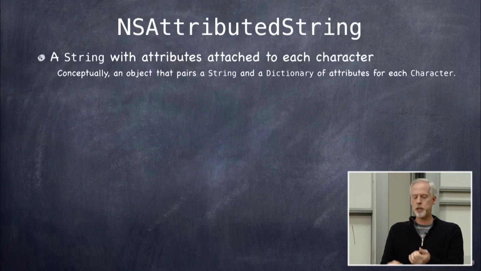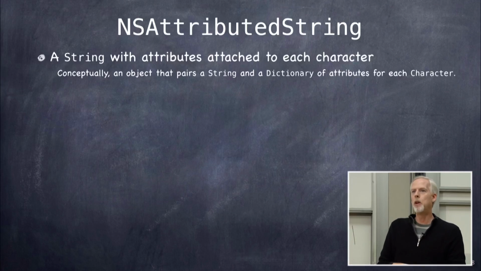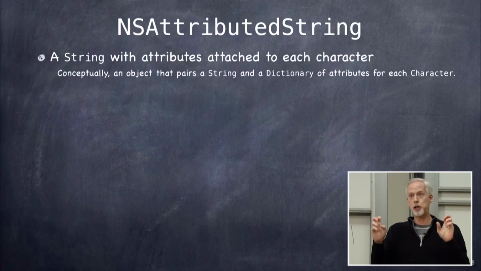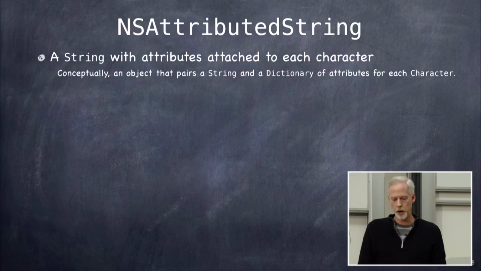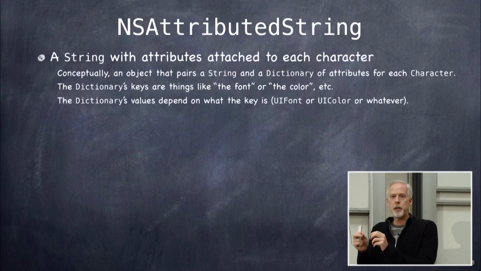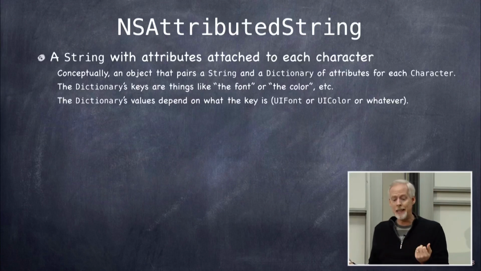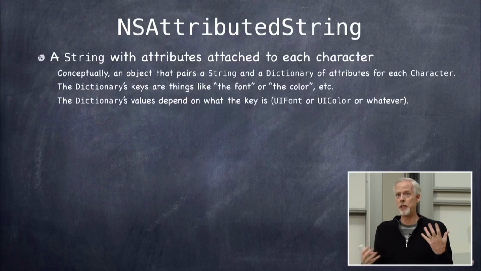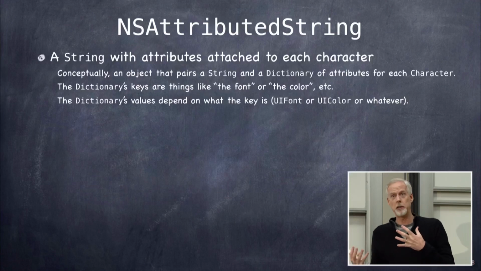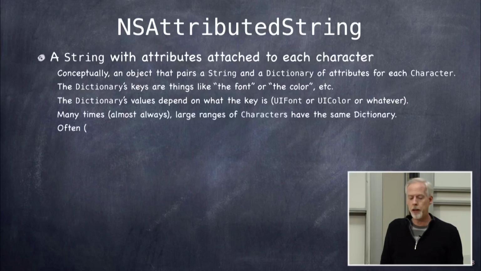Okay, so those dictionaries can have things like font, color, all these things. That's what an attributed string is, right? A string with attributes of each character. The dictionary that each character can have, the keys are well known. You can look them up in the documentation. The values depend on the type of things. Sometimes the values are UI font, which is a font thing. Sometimes the values are colors. Sometimes they're floating point numbers, etc.